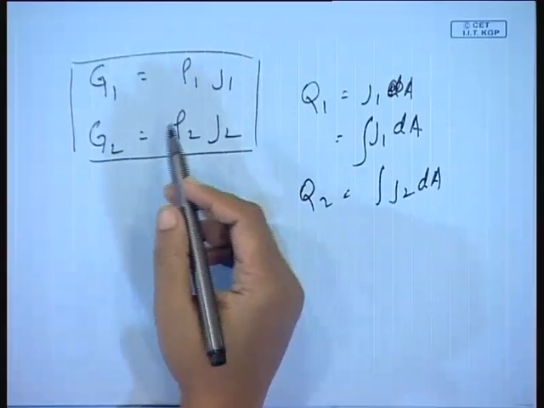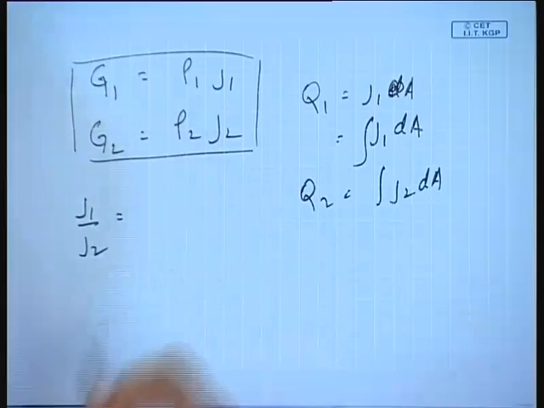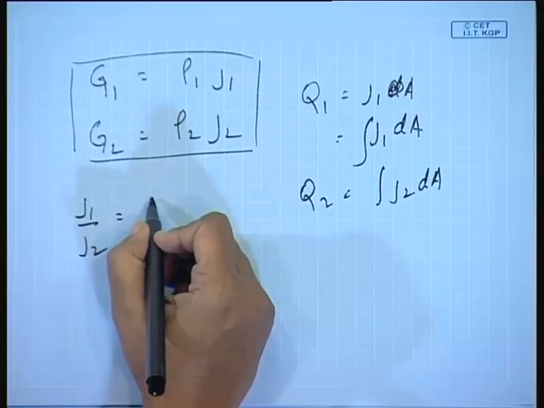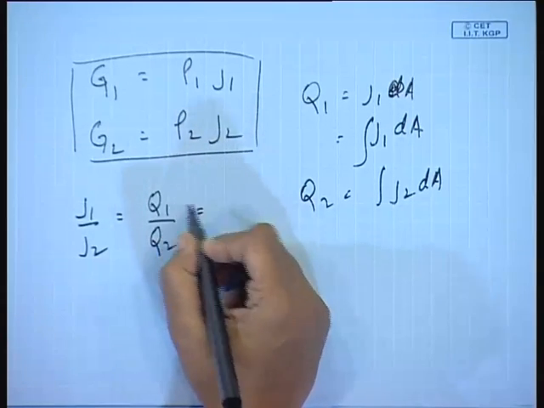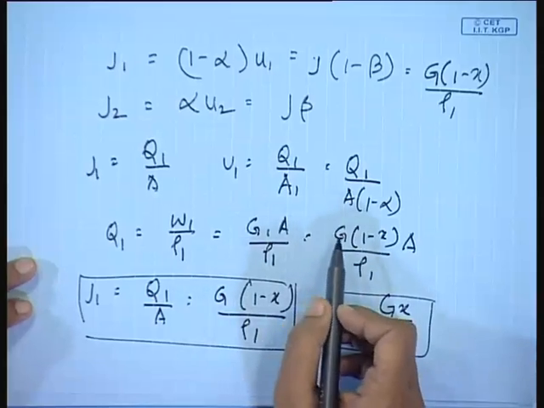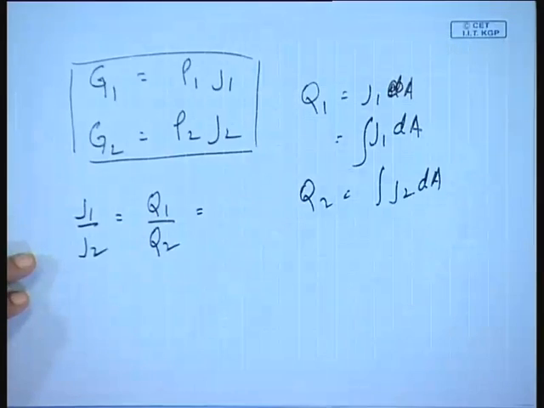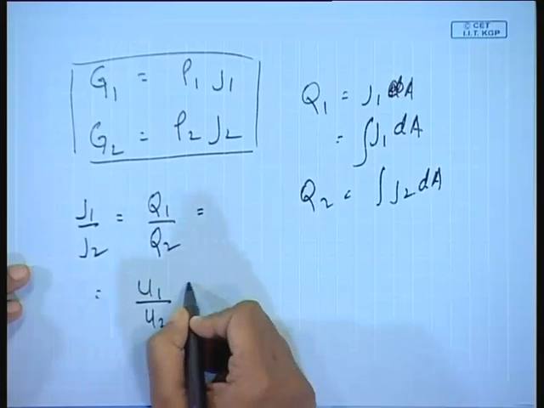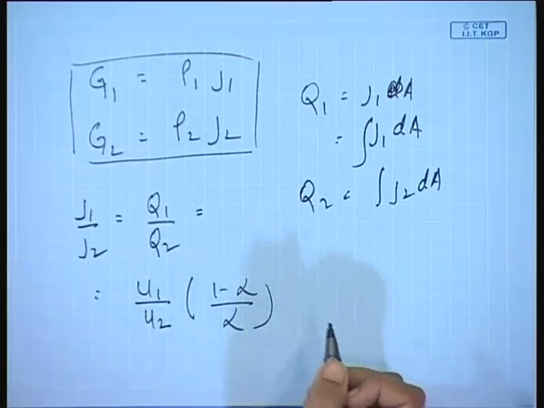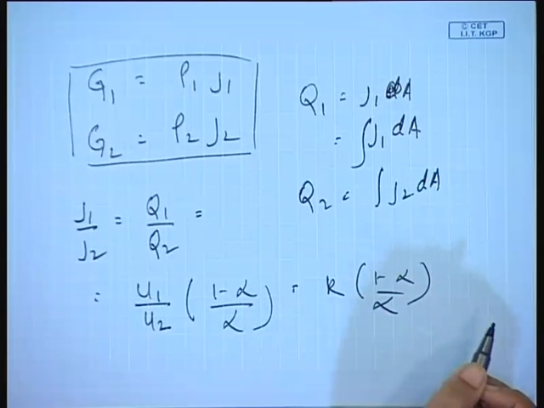Well, in a similar way, suppose we would like to relate j1 by j2 with the slip ratio or the slip velocity, whatever it is. This is nothing but q1 by q2, agreed, and q1, as I have already written down here, can be written as A into 1 minus alpha into u1. If we substitute it, then we know that this is equal to u1 by u2 into 1 minus alpha by alpha, isn't it? In other words, this is simply k into 1 minus alpha by alpha, where k is the slip ratio.